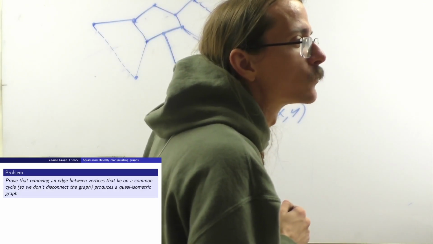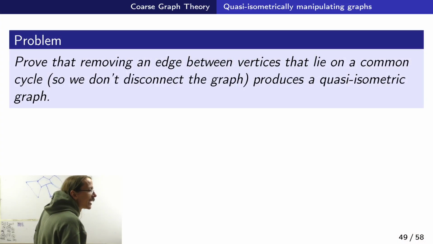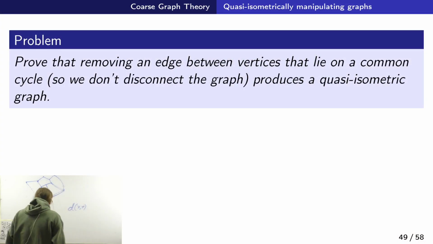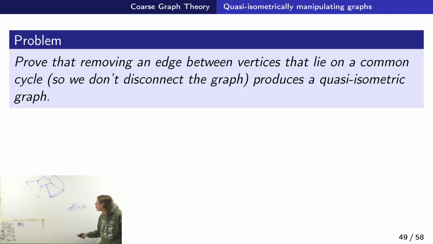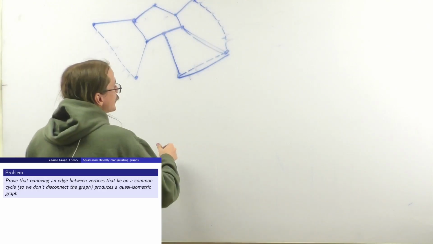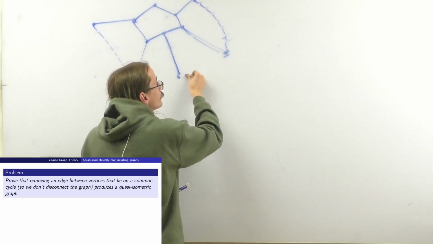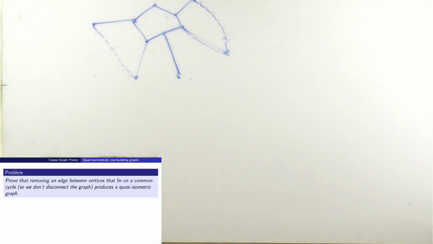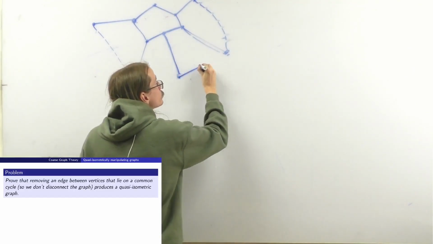Now we're talking about removing an edge. You could prove this in the same way, but I'm going to take my preferred way to prove this. Removing an edge produces a new graph. So if I take an edge and I remove it, I have a graph. And I want to prove that this graph is quasi-isometric to the one before I removed the edge. How am I going to do this? I'm going to add the edge back in.